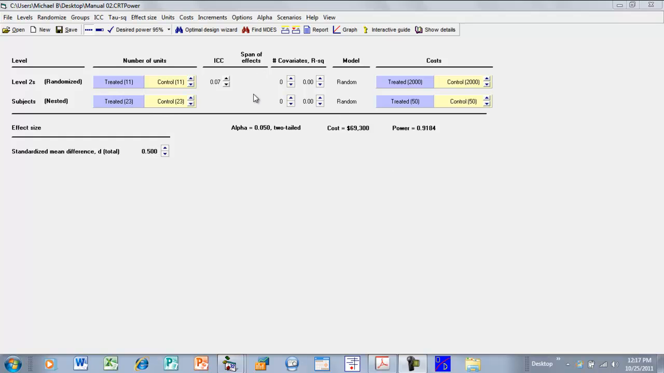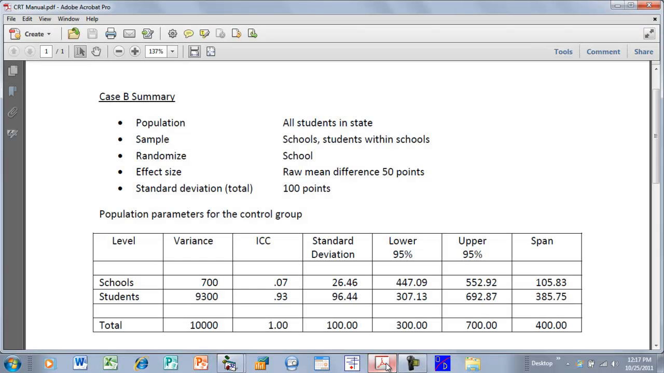The next thing that I want to do is to go back and look in more detail at the ICC, which in this case we said was 0.07. Let's take a quick look back at a summary of case B. Again, we are sampling schools, and then within each school we're sampling students. And we've said that the ICC for schools is 0.07.